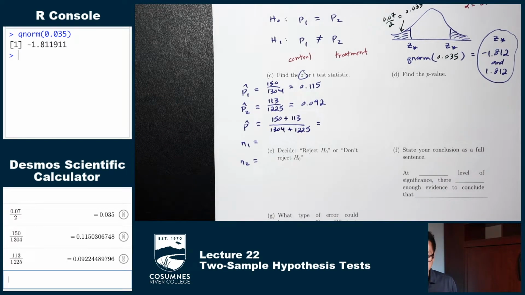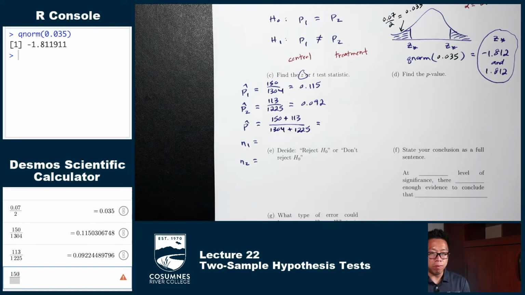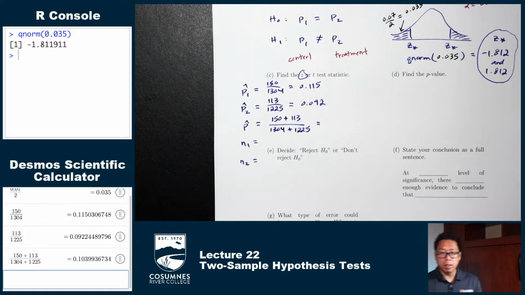All right, so on the calculator, I'm going to enter it just like that. So fraction up top, 150 plus 113. On the bottom, 1304 plus 1225. Okay, round to 3 decimal places. This is 0.104.